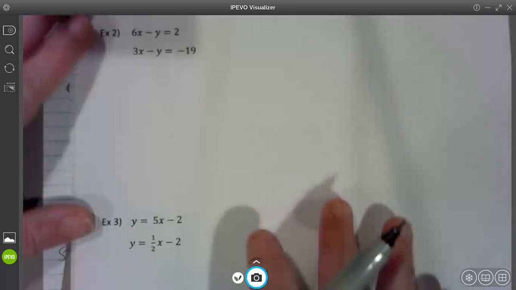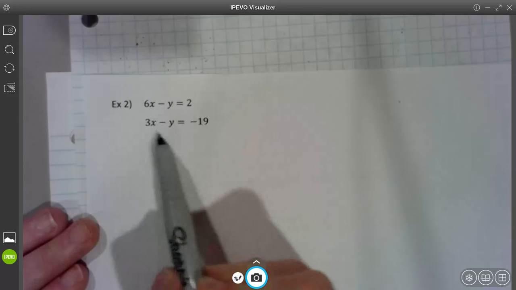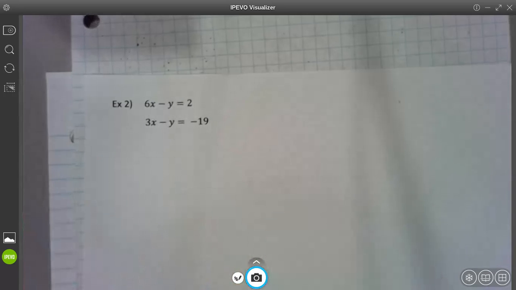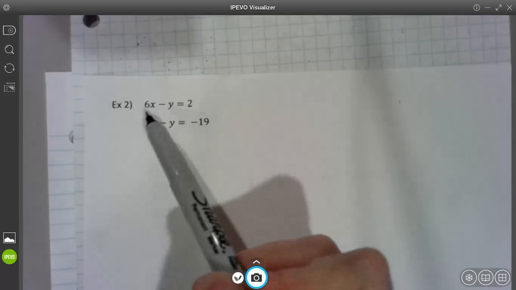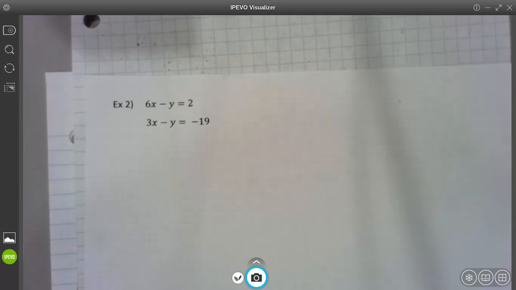All right, look at this problem. Look at example number 2. If I'm going to solve that system using substitution, I either need to know what x is equal to, or I need to know what y is equal to. But guys, neither one of these equations right now is telling me x equals this, or y equals this. So that means you're going to have to make a decision. You're going to have to pick either the x or the y from the first or second equation and get it by itself. So there's options, guys.